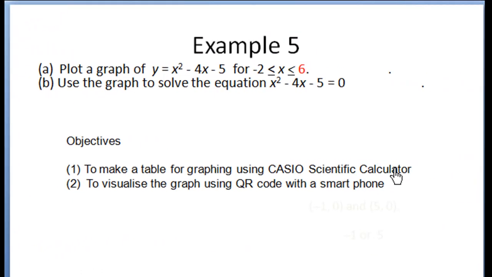Hi, the objectives for this video are to make a table for graphing using a CASIO scientific calculator. The second objective is to visualize the graph using the QR code with your smartphone.